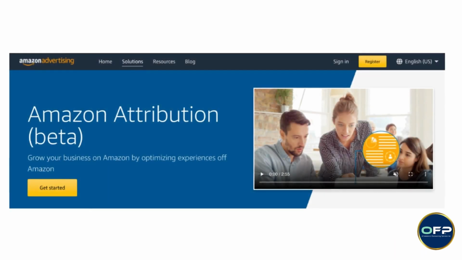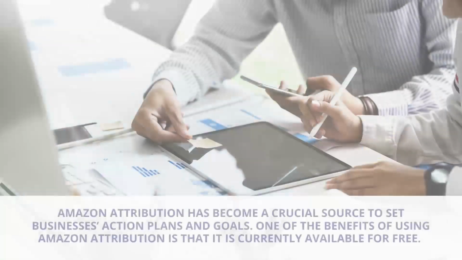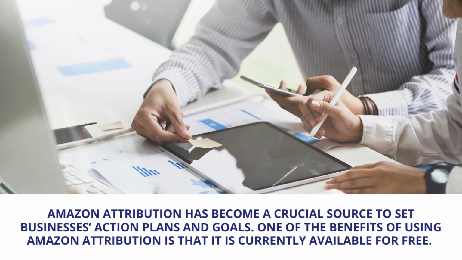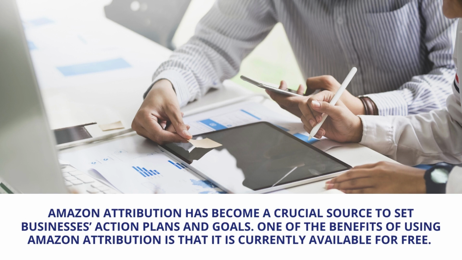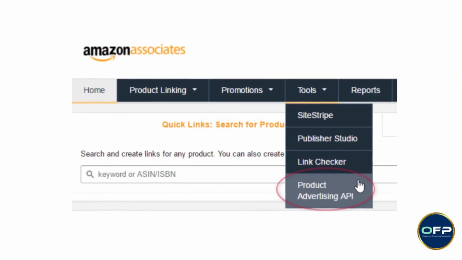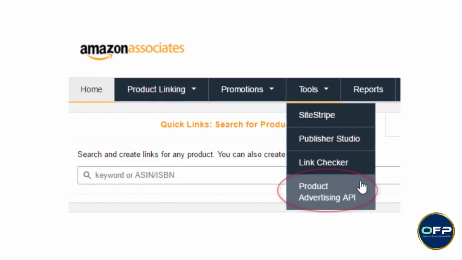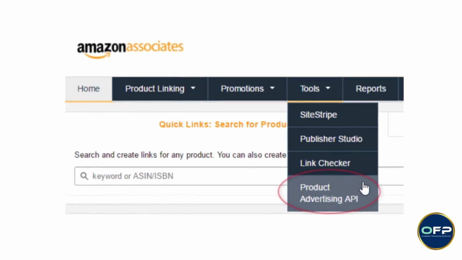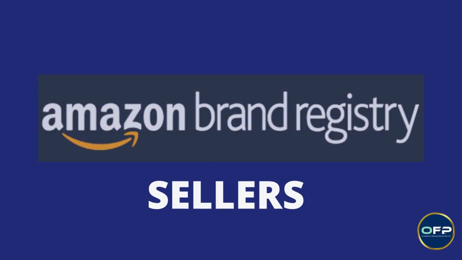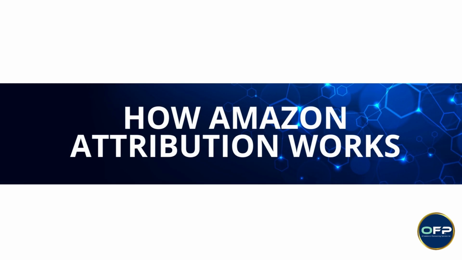Who can use Amazon attribution and how much does it cost? Amazon attribution has become a crucial source to set businesses' action plans and goals. One of the benefits of using Amazon attribution is that it is currently available for free. This is great news for e-commerce owners. Amazon attribution can be accessed through the platform's Service Console or tools integrated with the Amazon Advertising API. Amazon attribution is still in its beta stage and can only be used by Amazon Brand Registry sellers in North America and Europe. How does Amazon attribution work?